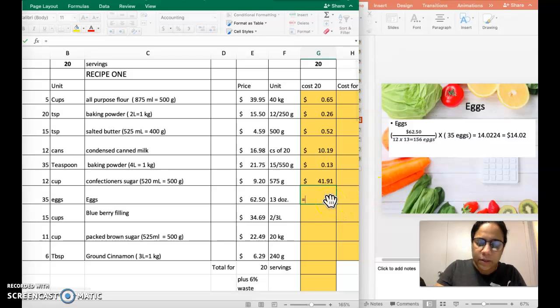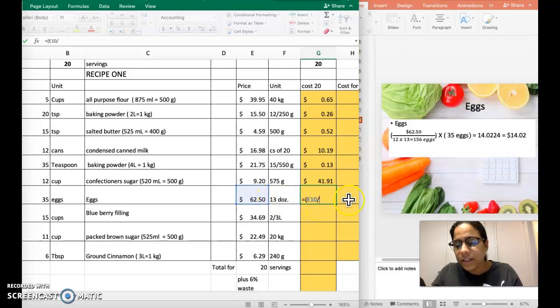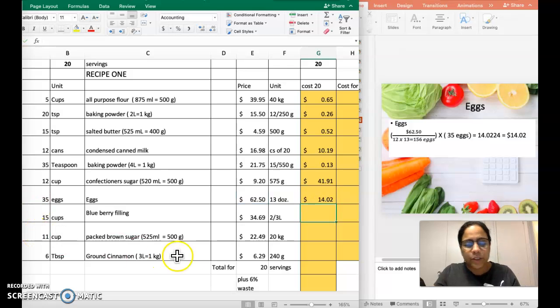So the next one is eggs. Eggs, equal sign, open bracket, 62.50 for the eggs divided by 13 dozens. You know that 13 dozens is 13 times 12, which is 156. 1 dozen has 12 eggs. Multiplied by 13, it's 156, close bracket, times open bracket. The recipe calls for 35 eggs, close bracket, 14.02.